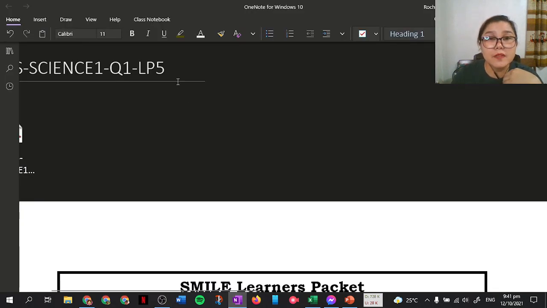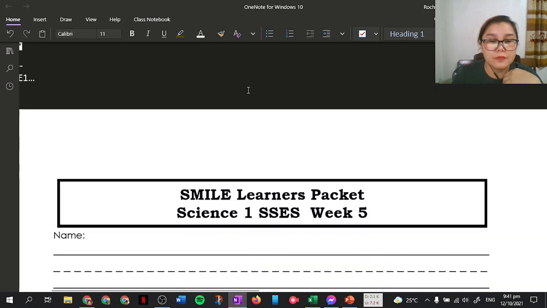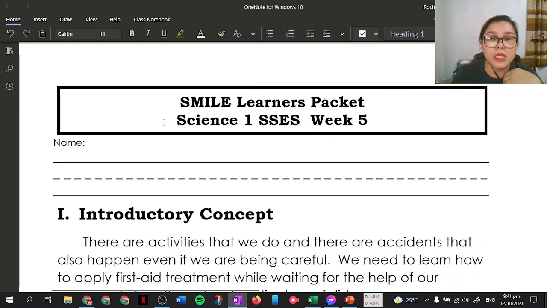This is science for week 5. So we have here Smile Learners Packet, Science 1 SSES for week 5. Write your name before we begin.